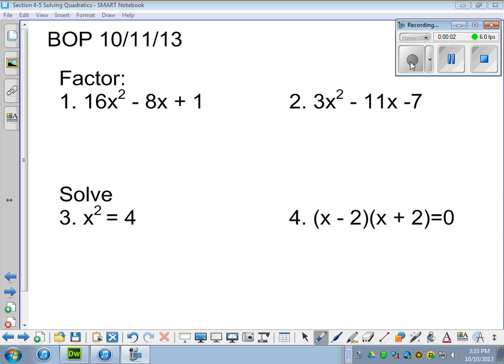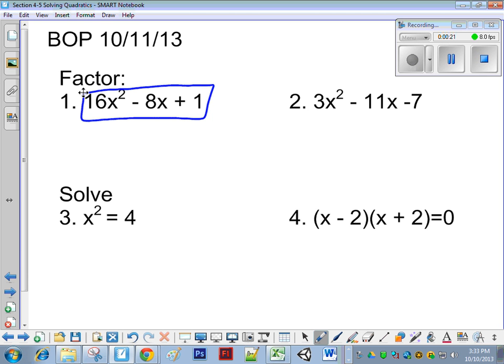Okay, today we're going to look at factoring and then how to solve once we factor. To start with, I'm going to initially look at these four quick problems. Okay? Now this first one, 16x squared minus 8x plus 1.